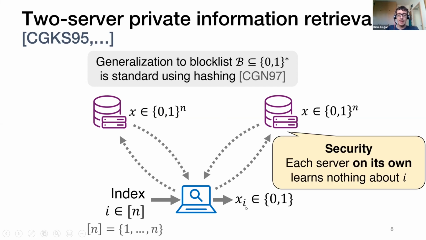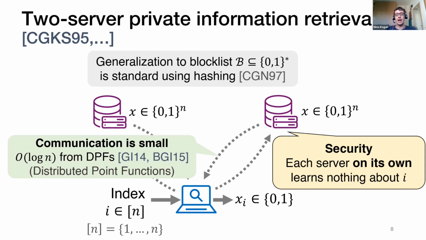And as I mentioned before, in multi-server private information retrieval, security only holds if the servers do not collude, meaning the view of every server on its own should provide no extra information to that server about which index the client is reading. And ever since the introduction of PIR in the seminal work, there's been a long line of work improving the communication complexity of PIR.